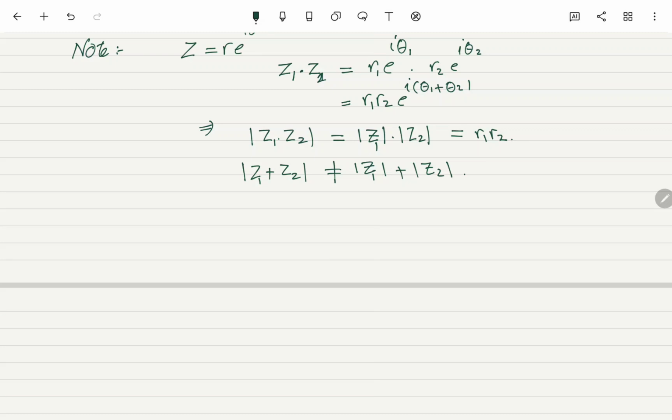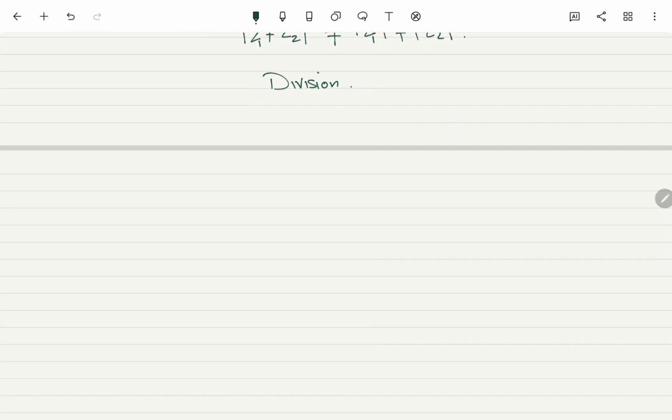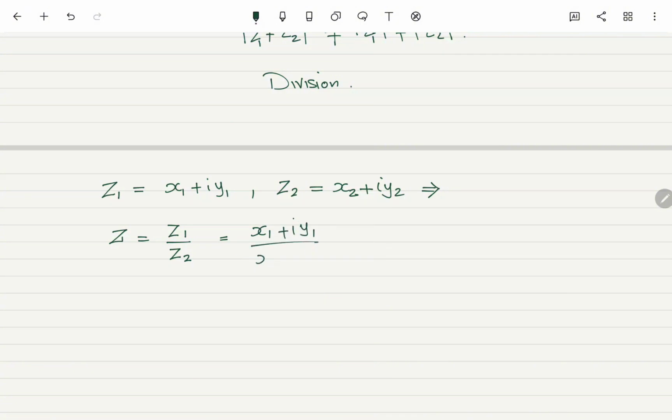Let's define division. Now, if we have z1 equal to x1 plus iy1 and z2 equal to x2 plus iy2, then z equals z1 divided by z2, which equals x1 plus iy1 divided by x2 plus iy2.